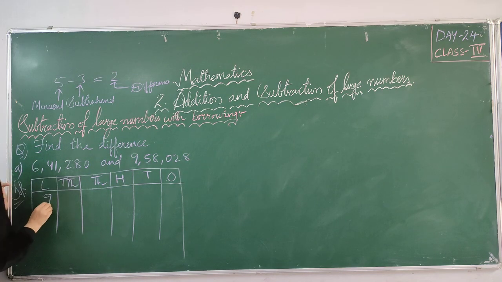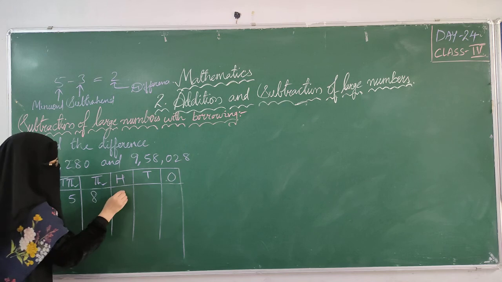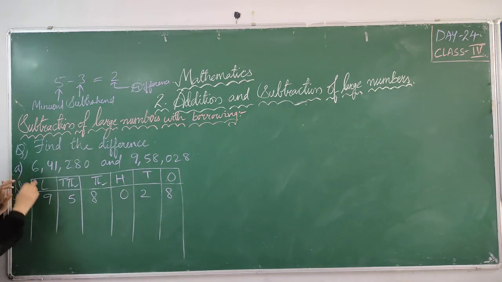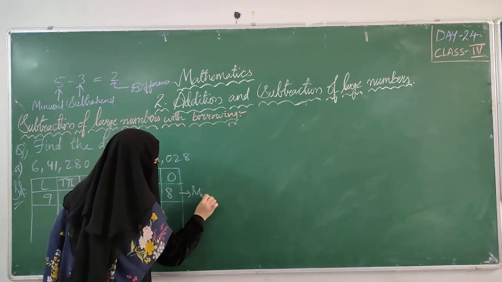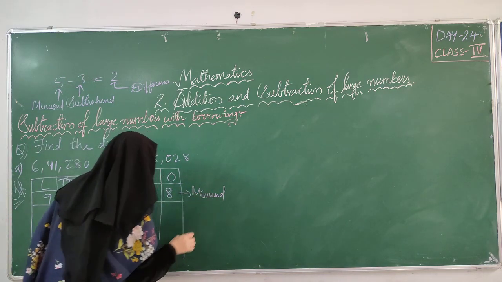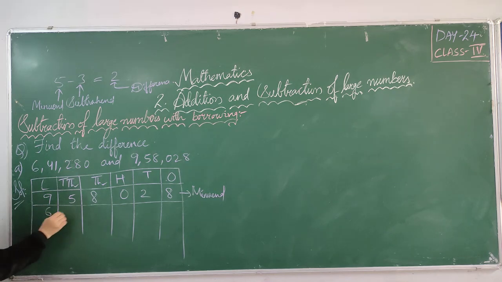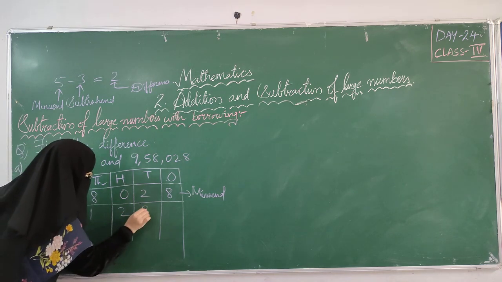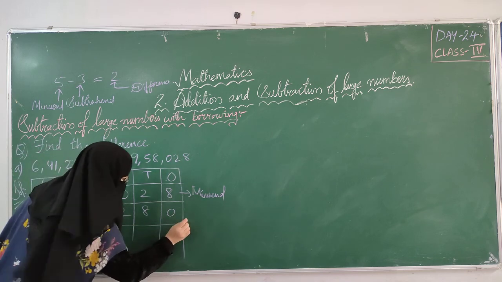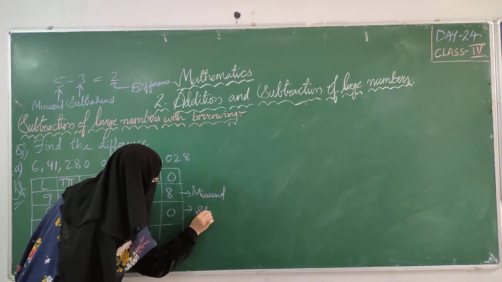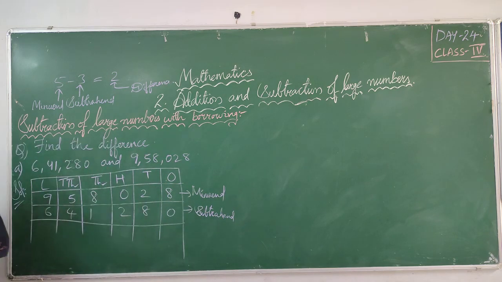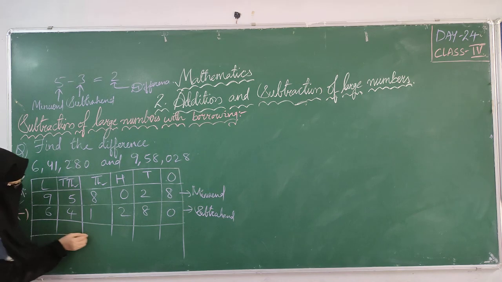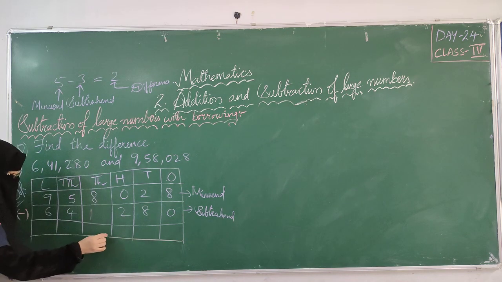So start writing this: 9,58,028. Next one, which is smaller? This one, right? So below that. This one is our minuend. Next one is our subtrahend, 6,41,280. We have to put the minus sign. Result of subtraction is known as difference.